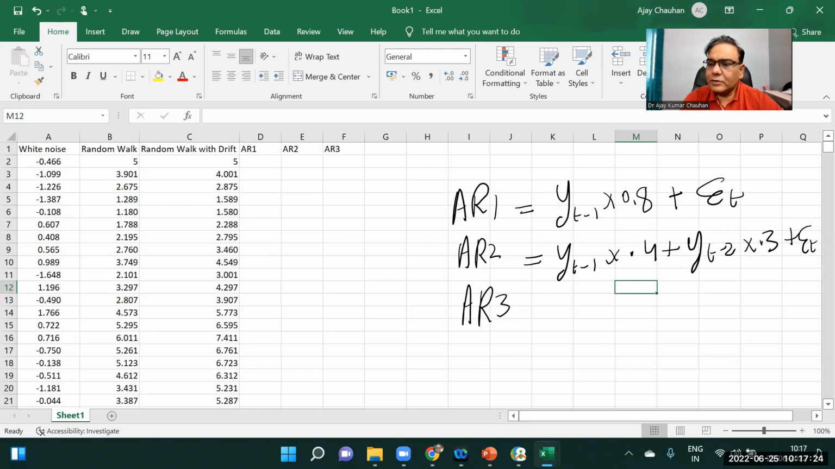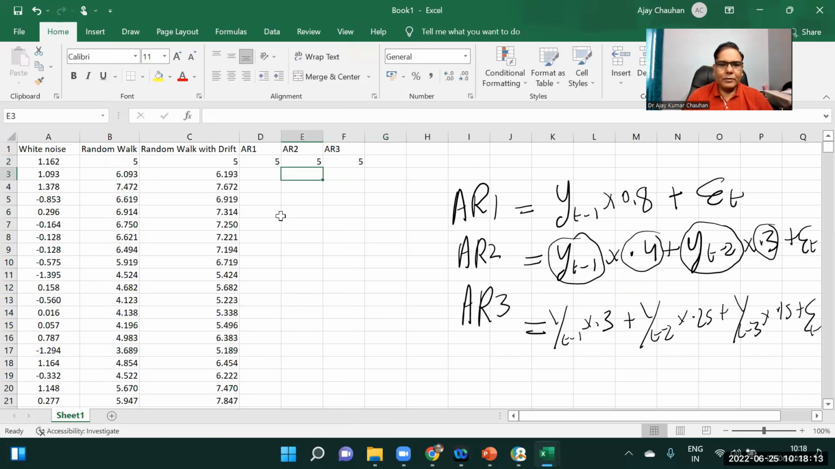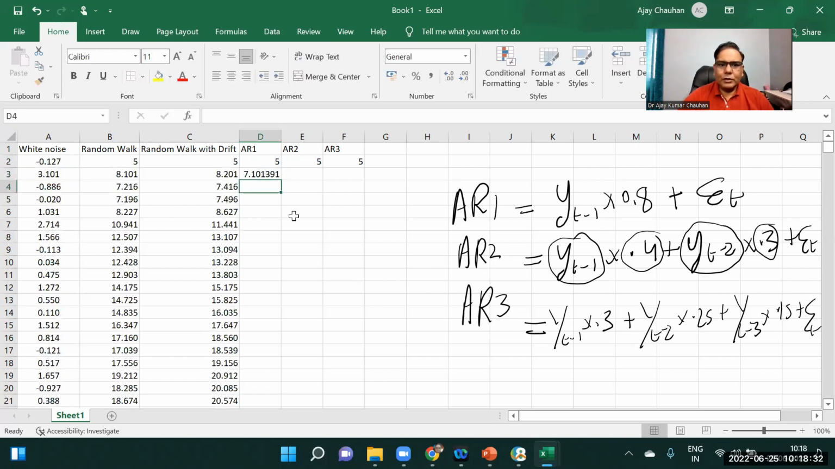This series is giving 40% information. The second lag is giving 30% information. We are giving more weight to the latest value. Similarly, we can write AR3: Yt minus 1 multiplied by 0.3, Yt minus 2 multiplied by 0.25 plus Yt minus 3 multiplied by 0.15 plus Et. Now I'm going to generate this because it is a pure simulation, and the advantage of simulation is to understand the basics. So starting value I'm taking 5. Then the next value is Yt minus 1 multiplied by 0.8 plus white noise. This is AR1 series. The information is only coming from the one lag.